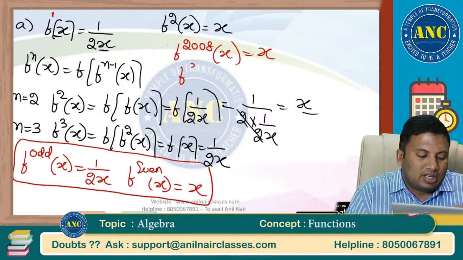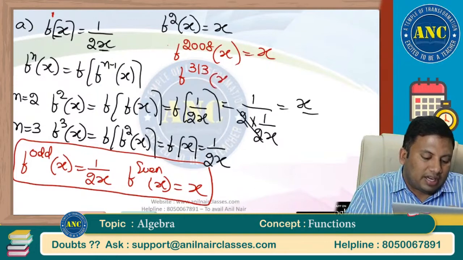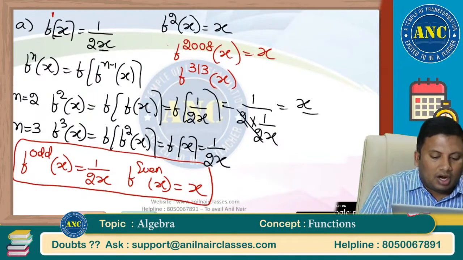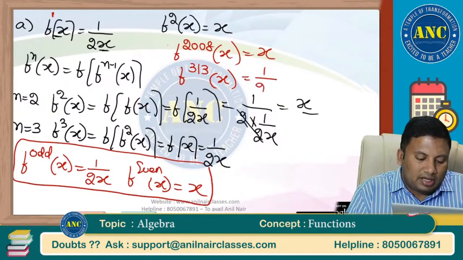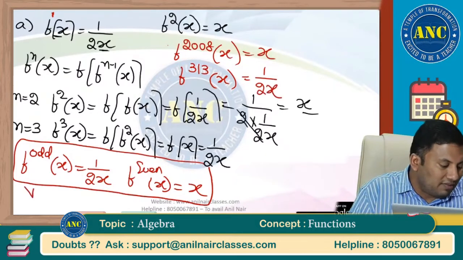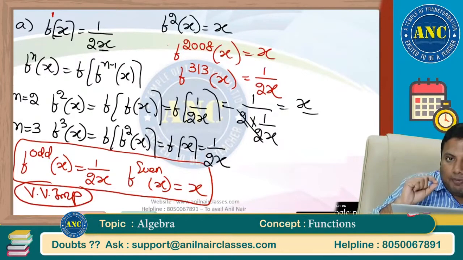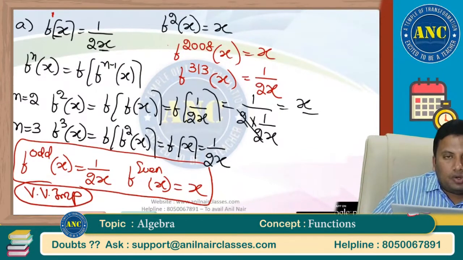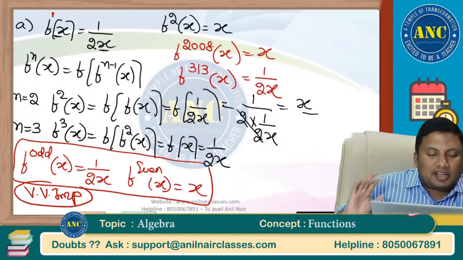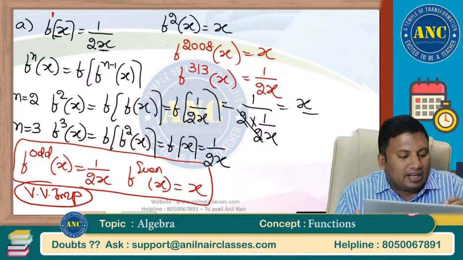If the question is f313 of x, the power is nothing but an odd value. The answer is nothing but 1 by 2x. This is a very, very important function definition. F power odd of x is 1 by 2x. F power even of x is x. I hope the idea is clear.